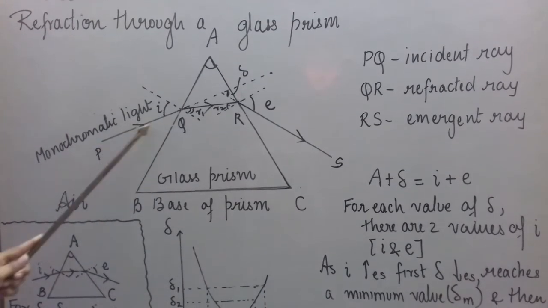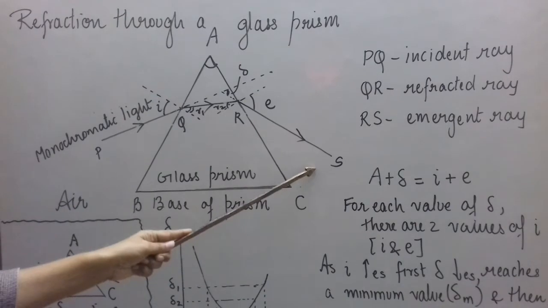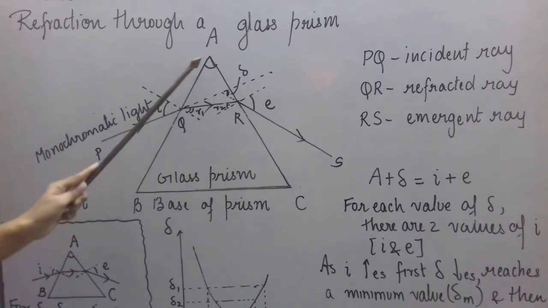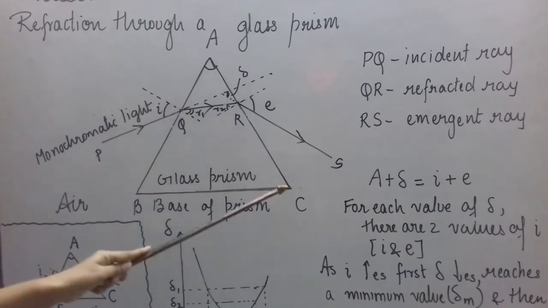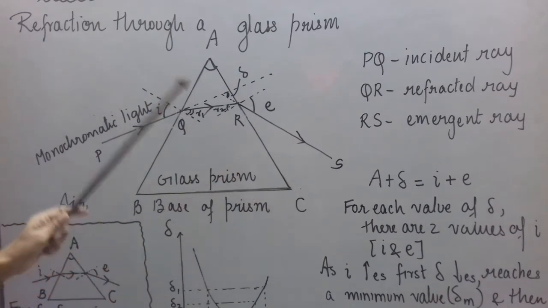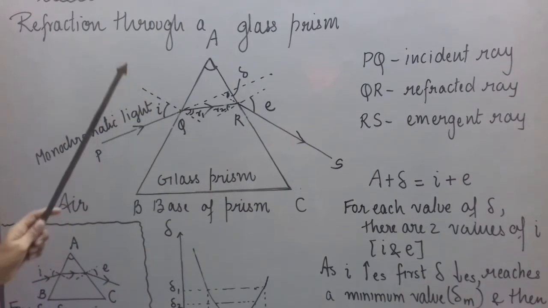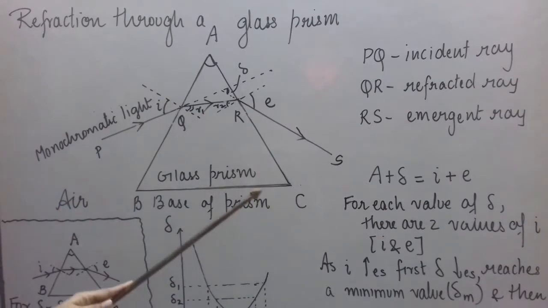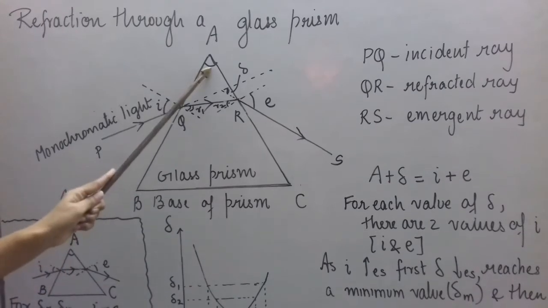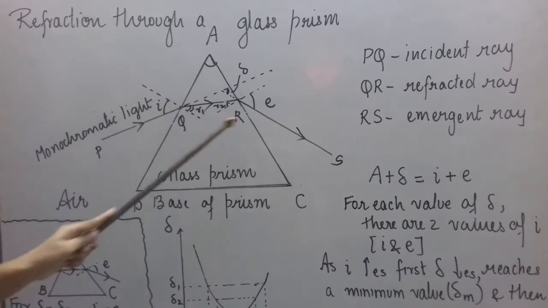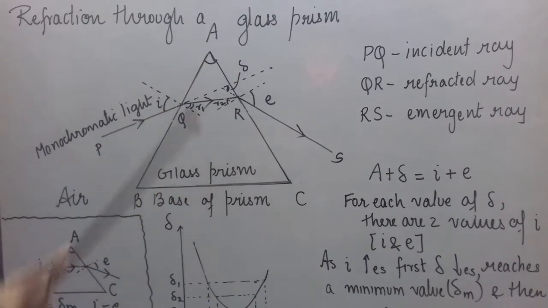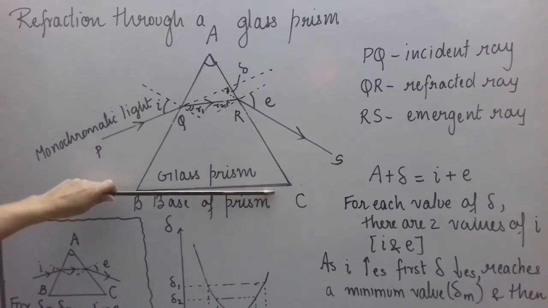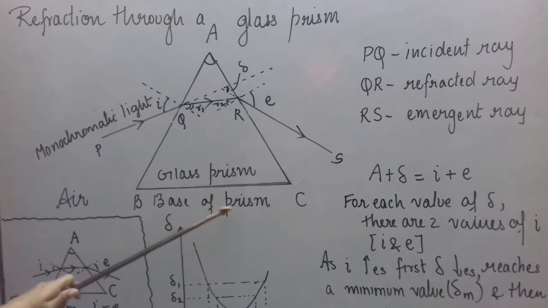So if this is our incident ray, this is our emergent ray, and here the refractions are taking place. We can consider AB and AC as the two refracting sides. When we consider the complete prism, we have two refracting surfaces here, the AB side and the AC side. So angle A is the angle between the two refracting surfaces. So this is the angle of prism. And the side which is opposite to the angle of prism, that is BC, is called the base of the prism.